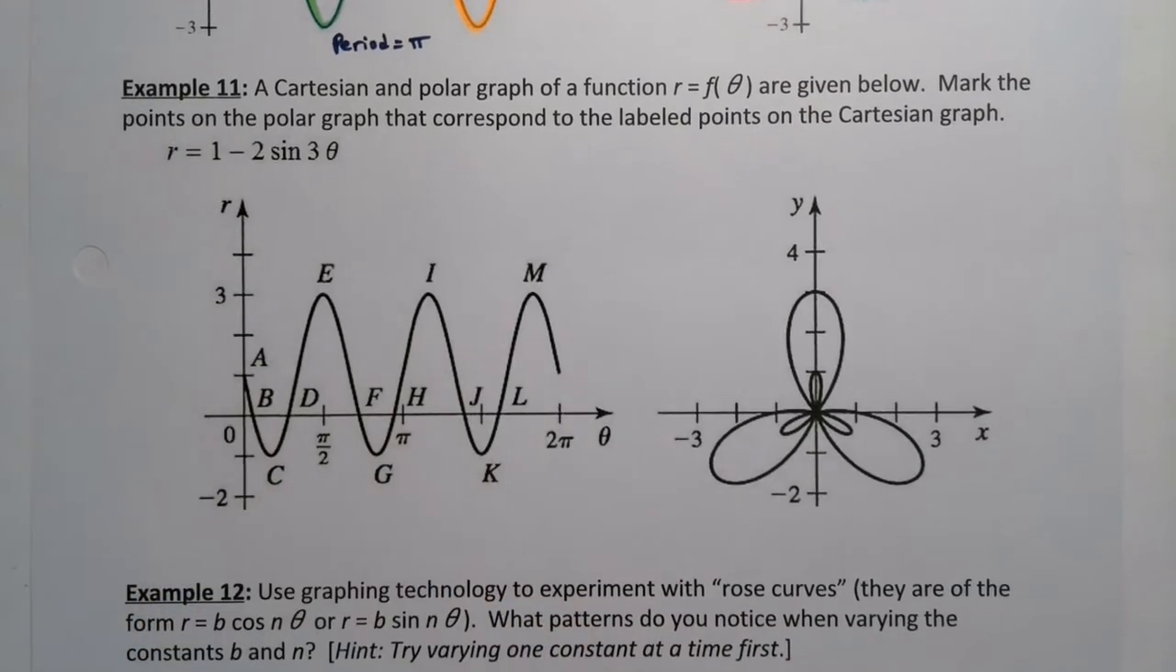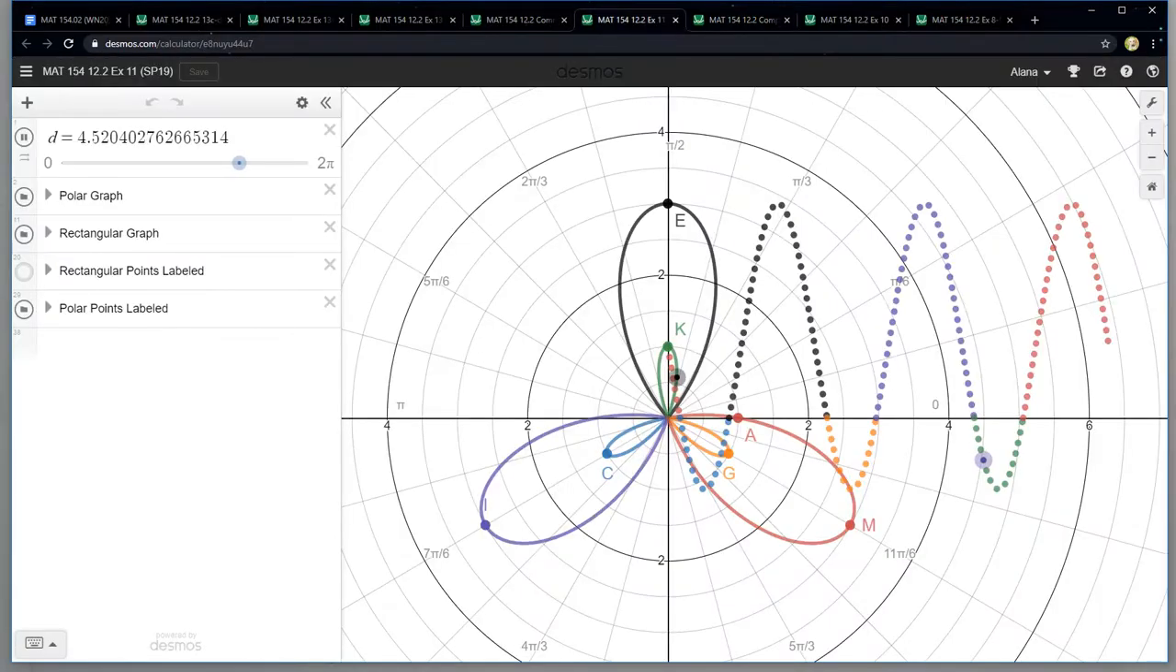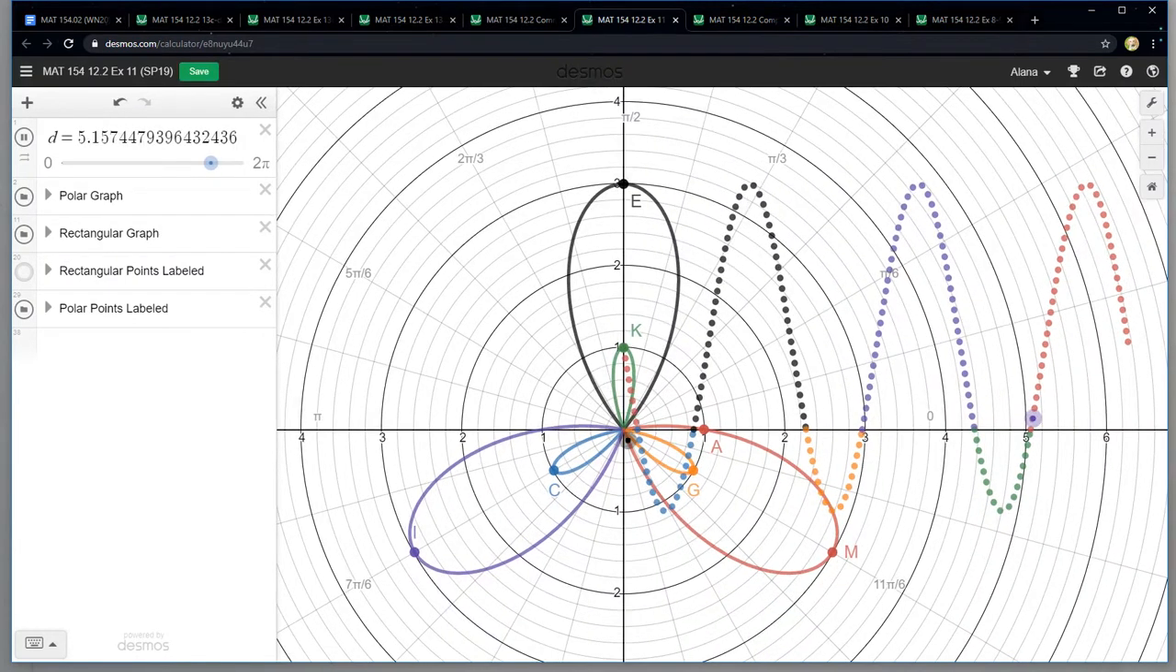I think this will go a lot easier if we look at it a little bit in Desmos first, because of course I have this graphed in Desmos, and it's right here. And I even have the points graphed. So point A is right here. You see it? It's where we start. So let me start at 0. Let me go back.